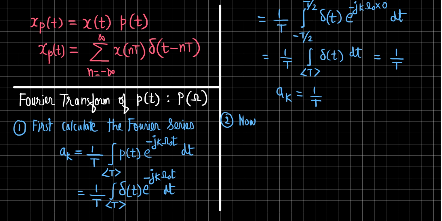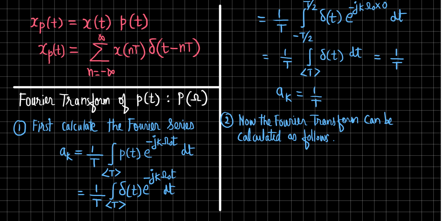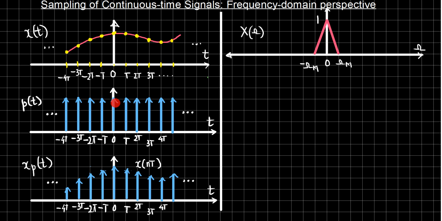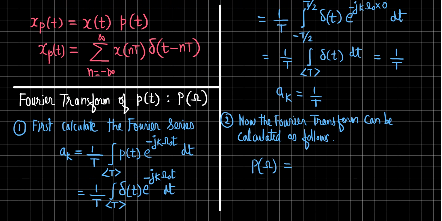Now, the Fourier transform can be calculated as follows. What we need to do is simply scale this Ak by 2 pi. So the Fourier transform P of omega is going to be the scaled version. We know from the previous lectures that if there is some periodic signal, here it is P of t, and we need to calculate the Fourier transform, first we need to calculate the Fourier series coefficients. We have already obtained the Fourier series coefficients, that are the Aks. Then we can calculate the Fourier transform by simply multiplying Ak by 2 pi and by the impulses that are placed at integer multiples of the fundamental frequency.